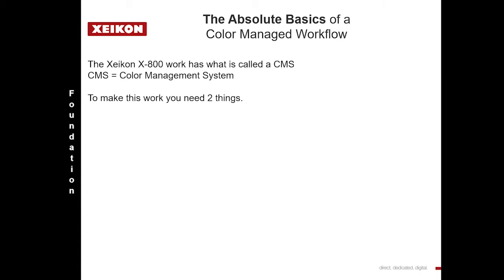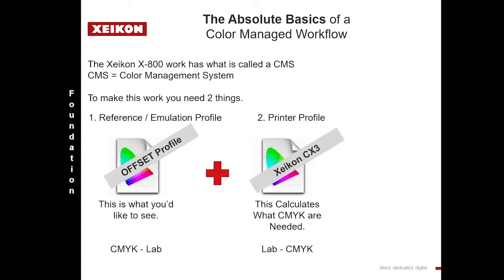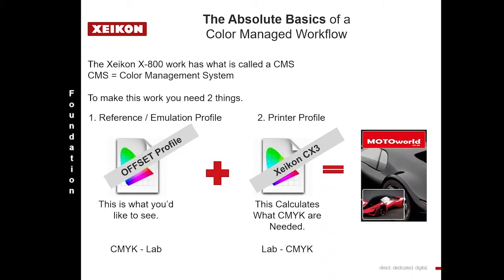Now inside the X800 workflow, which is attached to every Zycon, we have a CMS or Color Management System. And to make this work, you need 2 things. First, we need a reference or an emulation profile. This is what you would like to see printed. If you like, this is our CMYK to color. On the back of that, we have our printer profile. This calculates how to make that color happen on our press. And if both of these things are in balance and are correct, we will get the correct result.